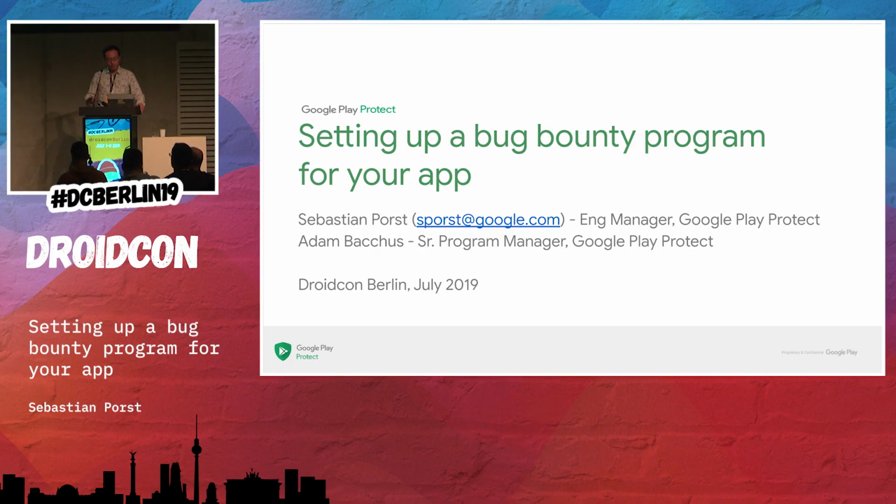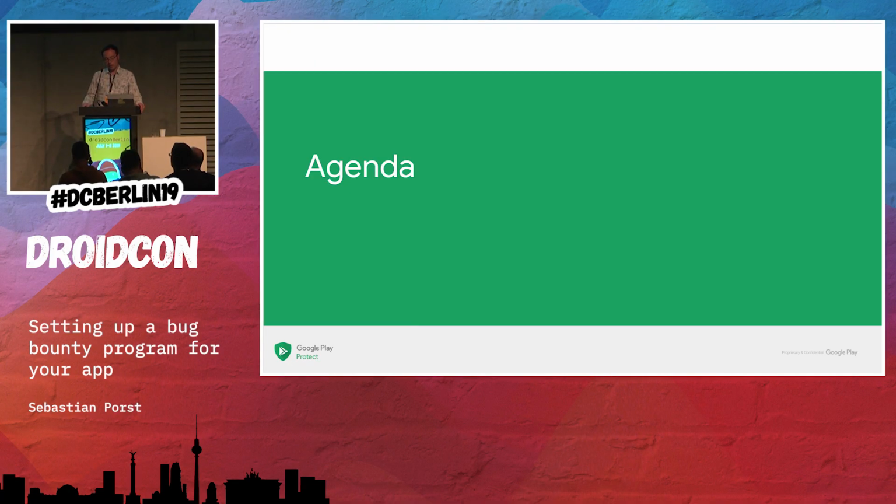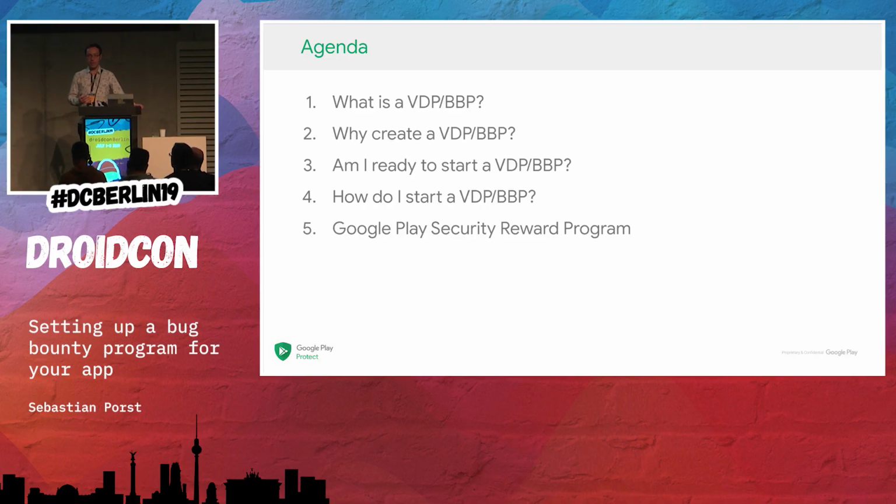All right. What we're going to talk about today, we got 40 minutes, how we're going to spend that. I want to talk a little bit about what is a vulnerability disclosure program, what is a bug bounty program, why would we even create one of those, are you ready, what should you consider before you start a bug bounty program, and then I'll talk a little bit about our own Google Play Security Rewards program, which is called a GPSRP. So whenever I say GPSRP from now on, it's Google Play Security Reward Program.